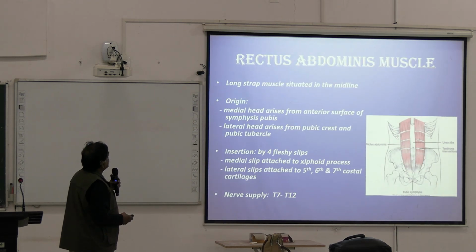Now, rectus abdominis muscle, a long strap muscle situated in the midline. Origin: medial head arises from the anterior surface of the symphysis pubis; lateral head arises from the pubic crest and pubic tubercle. Insertion by 4 fleshy slips: medial slip attached to the xiphoid process and lateral slips attached to the 5th, 6th and 7th costal cartilages. Nerve supply: T7 to T12.